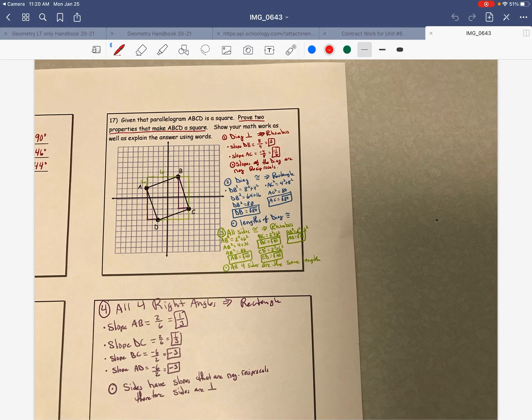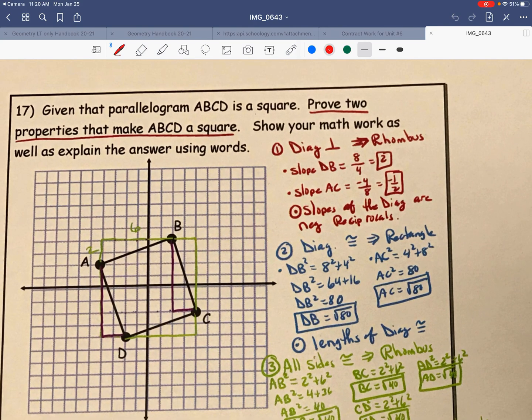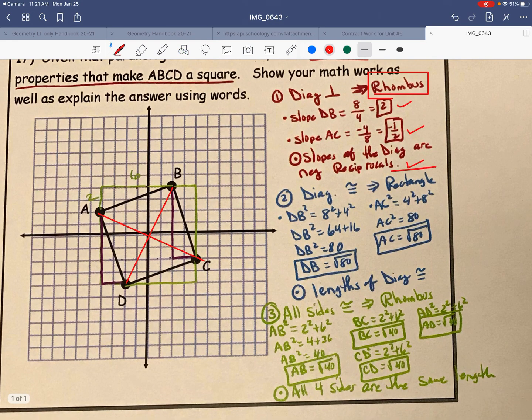So I have multiple things that you could have here. Number one, you could prove diagonals are perpendicular. Diagonals being this length of the segment BD and AC. You could prove those perpendicular by getting the slope of BD, which is 2. The slope of AC is -1/2. Slopes are negative reciprocals. They're perpendicular. Therefore, a rhombus. To prove rectangle, you could prove diagonals congruent. So I got the length of diagonal DB, square root of 80, the length of diagonal AC, square root of 80, lengths of diagonals congruent, therefore we have a rectangle.